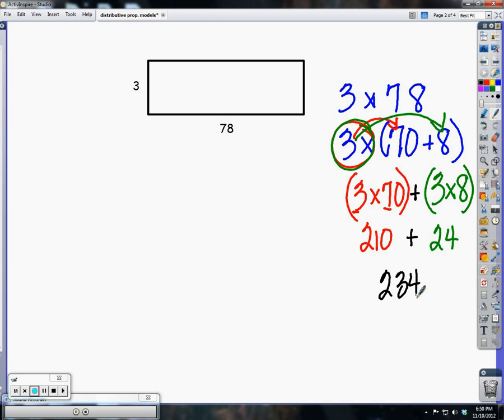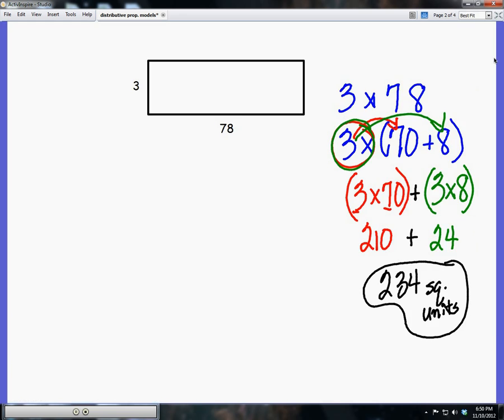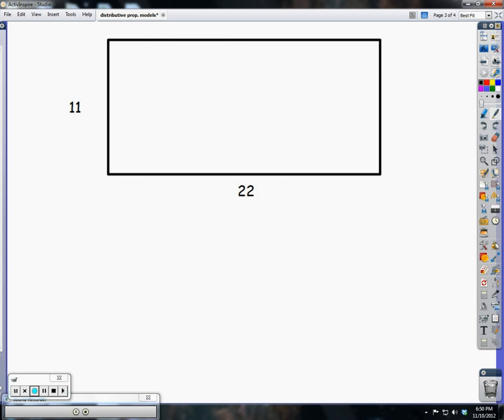234 units. Now, they would still be in the shape of squares. It's just the squares are invisible. You don't see the grid, but the grid really is there. So the unit is still square units. They're in the shape of squares if you are referring to area. Now, this would work on any kind of rectangle.